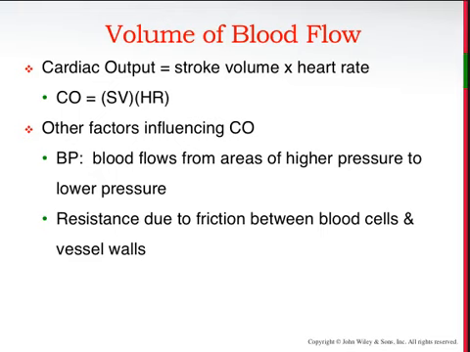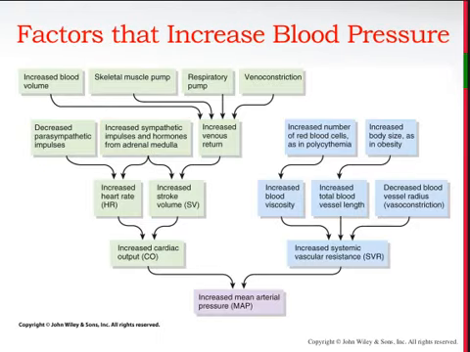Okay, so remember, we're measuring flow indirectly because of this pressure. So we need to go back and review a couple of things. One of them being cardiac output. Cardiac output was the result of a simple multiplication problem, stroke volume times the heart rate. And remember, we had other factors that can influence cardiac output. We had blood pressure. So remember that blood's going to flow from areas of high pressure to lower pressure. Remember that we could have resistance due to friction between blood cells or the vessel walls. And that brings us to this summary slide.